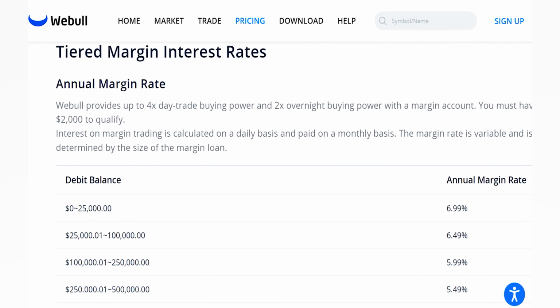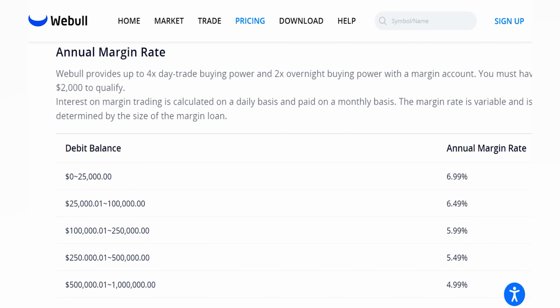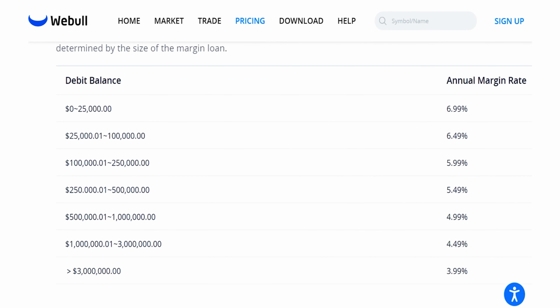In addition to that, you're also able to trade on margin on the Webull platform. This is essentially a more advanced trading technique where you can borrow funds from Webull in order to invest with and potentially magnify your gains as well as magnify your losses. So again, a more advanced trading strategy, but if you have at least $2,000 in your Webull account, you are going to be able to apply for margin and potentially invest with some borrowed funds as well.